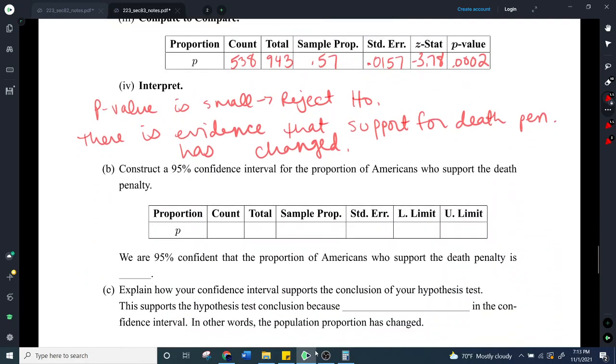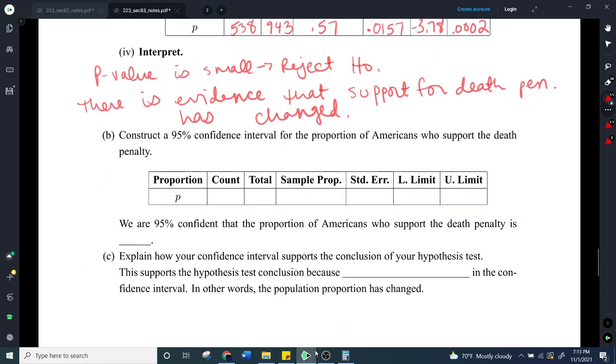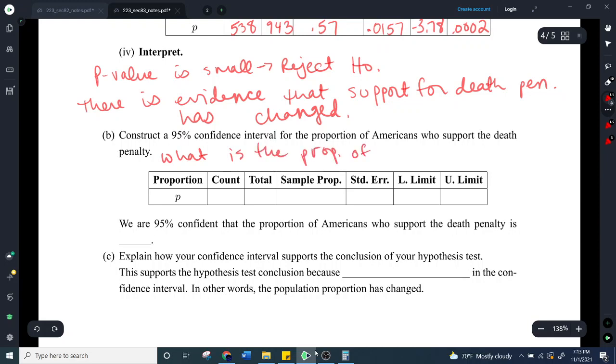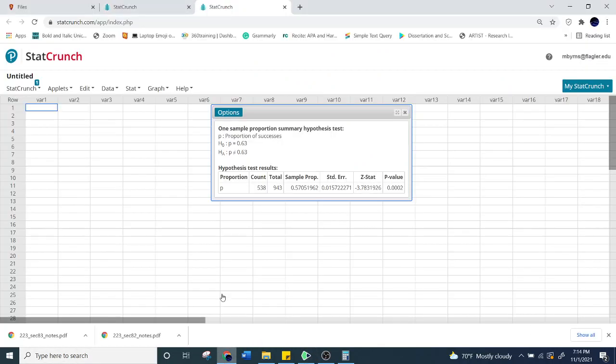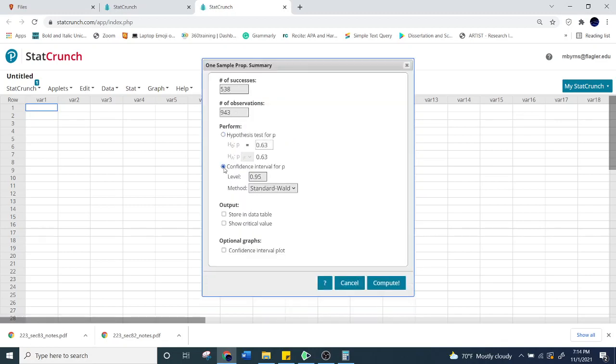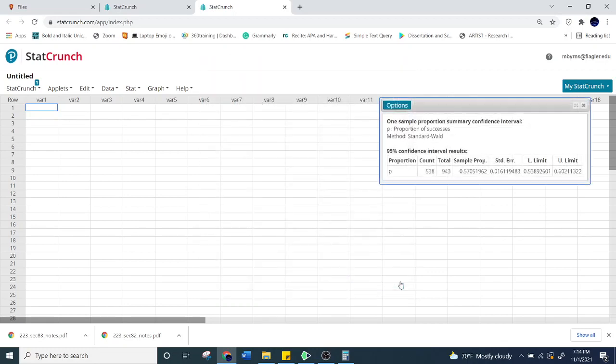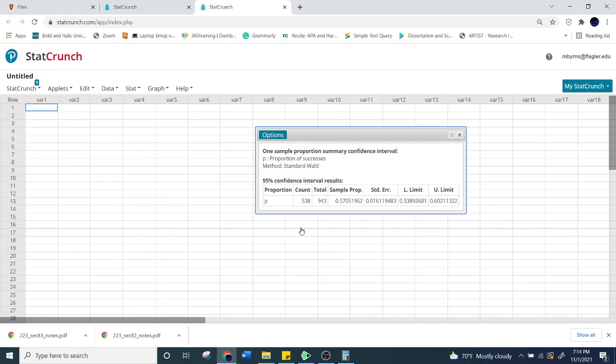All right, construct a 95% confidence interval for the actual proportion of Americans. So now we want to know what is the proportion of Americans who support the death penalty. That is the question. So I'm going to go back to StatCrunch. What's nice about the way it computes these is we can keep the data in here and go to Options, Edit. Don't change any of the data, but come down here and click on Confidence Interval. We wanted a 95% confidence interval. That's what they're asking us. And here it is. So let's fill in the information.